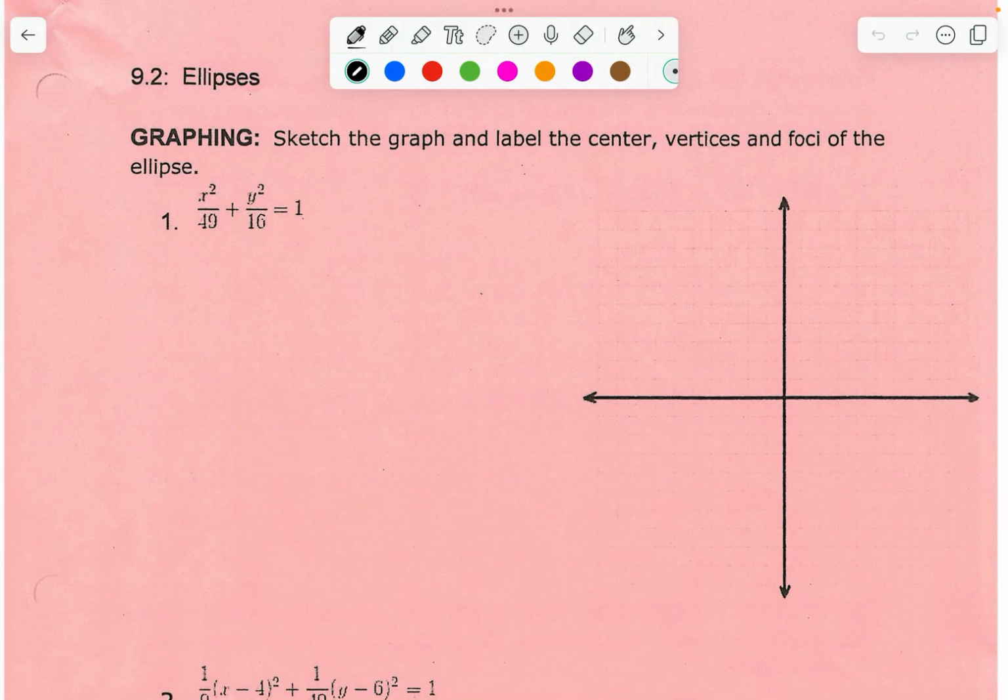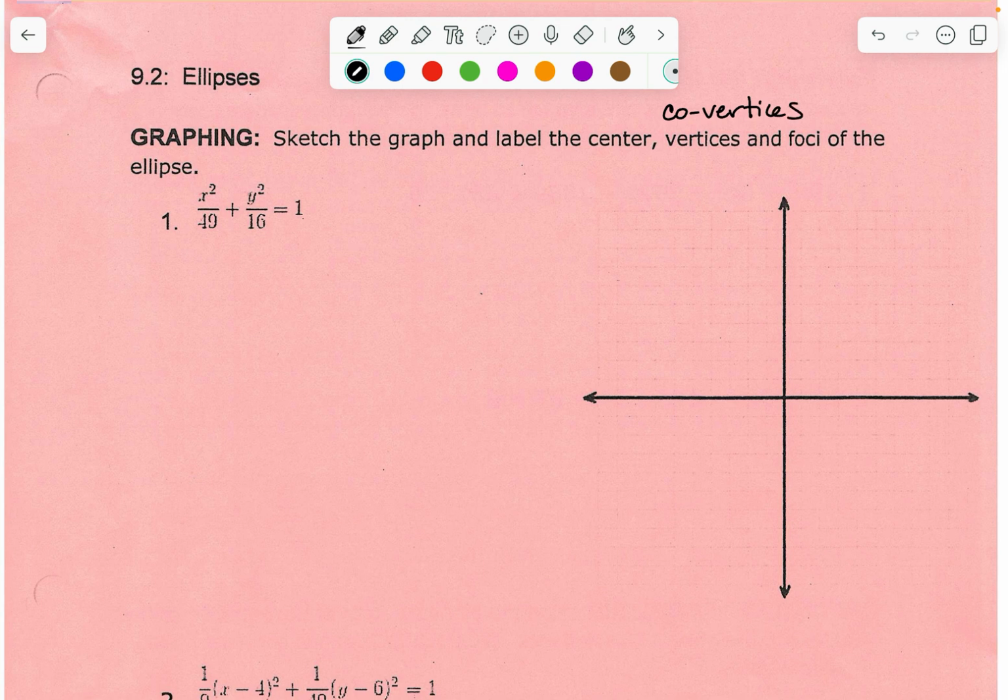All right, 9.2 on the optional practice for chapter 9. This is all about ellipses, so these are all going to be ellipses. Sketch the graph, label the center, vertices, and foci. I also want you guys to be labeling the co-vertices also.